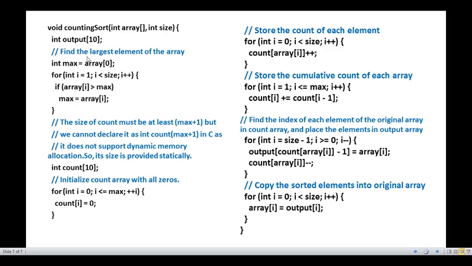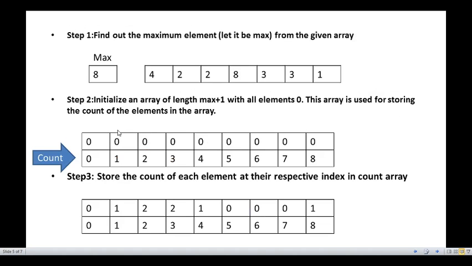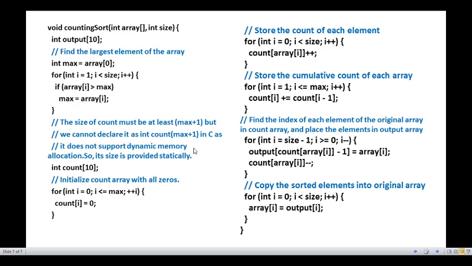Assign the first element to the maximum and find the largest element of the array first. Then the size of count must be at least max plus 1. We are taking this max plus 1. And here, for int i equals 0, i less than or equal to max, i plus plus, set all the elements to 0. So count of i equals 0.